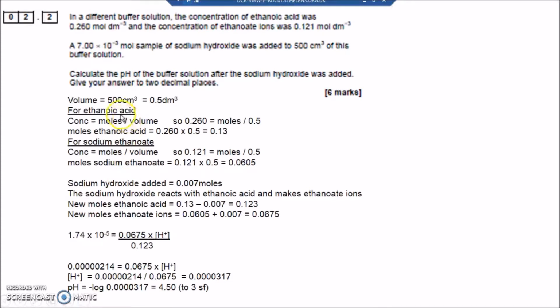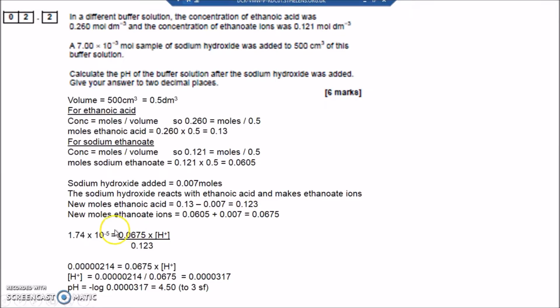When the sodium hydroxide reacts with the ethanoic acid, it makes sodium ethanoate. It makes more of these. So it actually adds on 0.007 moles of sodium ethanoate, because 0.007 moles of sodium hydroxide react with 0.007 moles of the ethanoic acid to make 0.007 moles of sodium ethanoate, so we need to add that on.